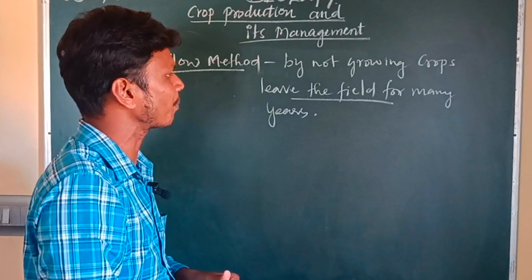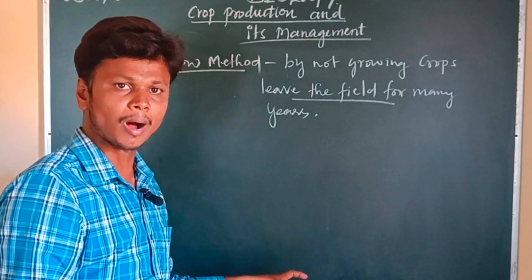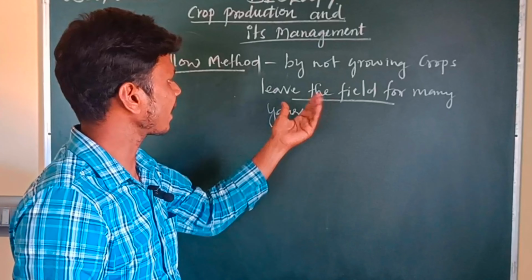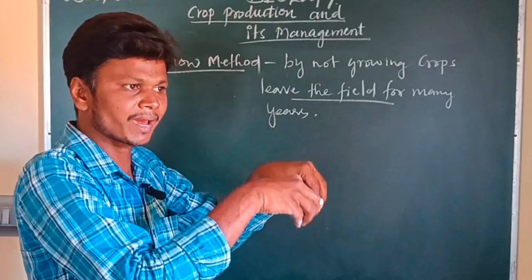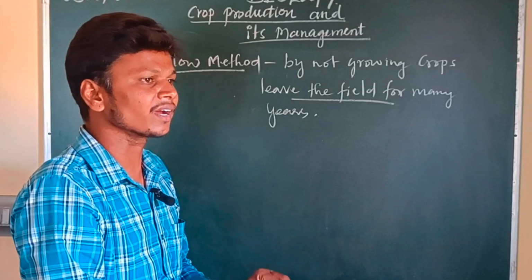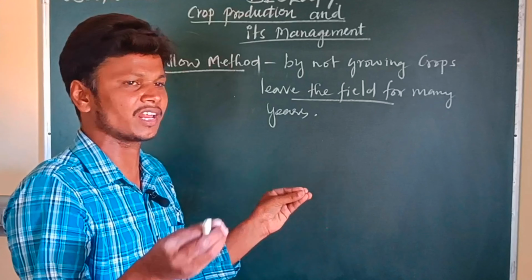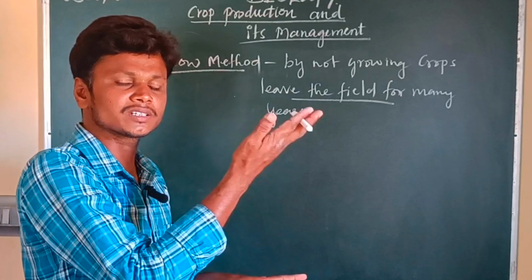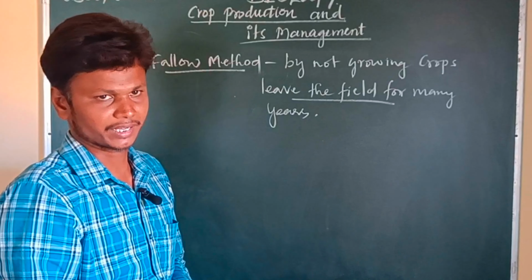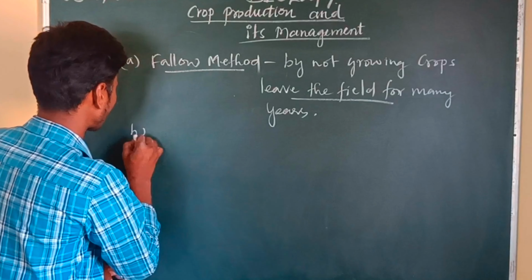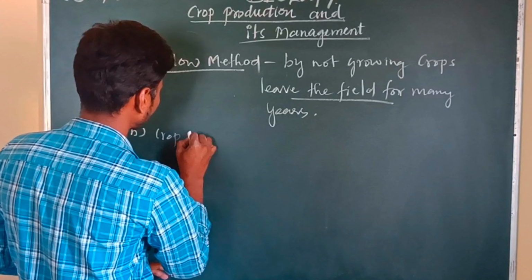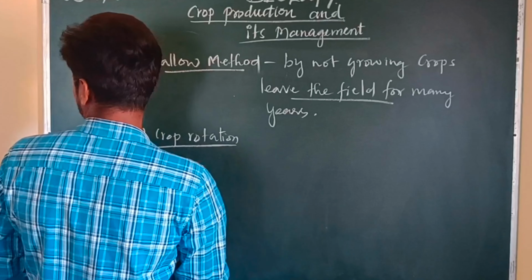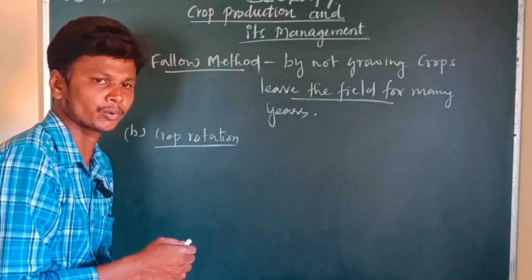So by doing this, what will happen? There are no crops to obtain these nutrients, so the nutrients remain the same. At the same time, grazing animals or any other plants will decompose in the soil itself and increase the soil fertility. Okay, another method is crop rotation. Very important, you may get the question to define what you mean by crop rotation.